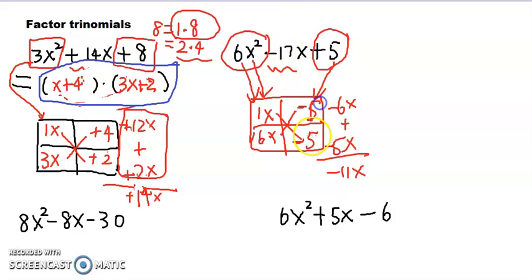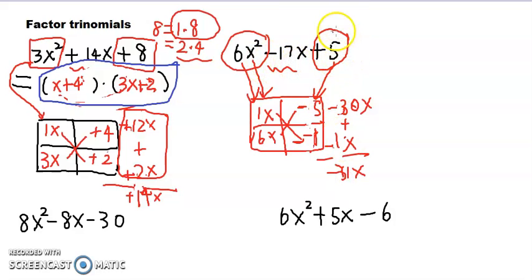Even if we switch 5 and 1, let me make this clear here. If I put a 5 here and a negative 1 here, notice that 6x times negative 5 gives us negative 30x, but 1x times negative 1 gives us negative 1x. After we combine negative 30x and negative 1x, that gives us negative 31x. That doesn't match the one here.